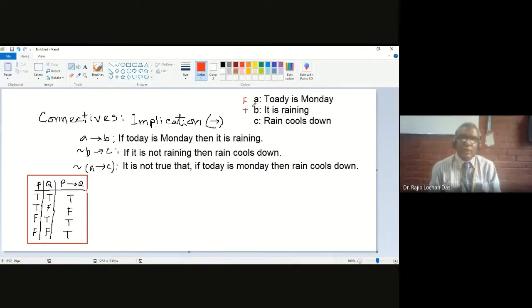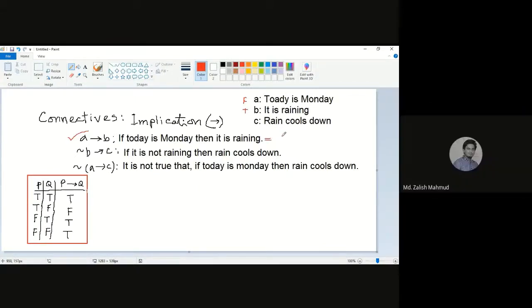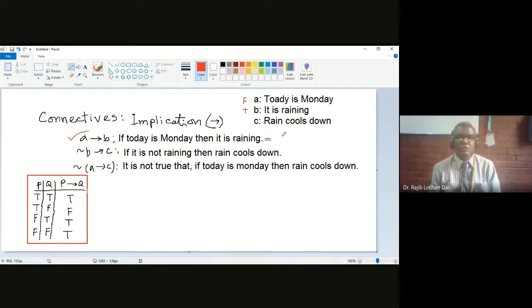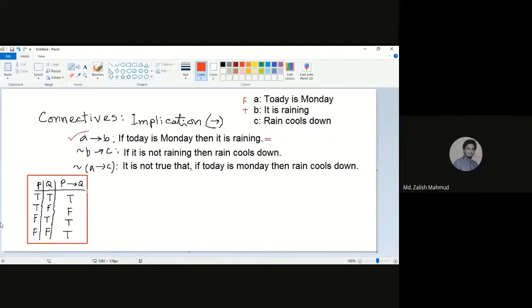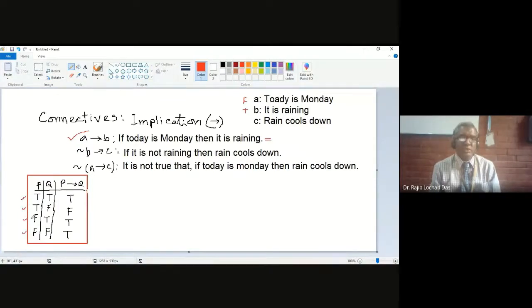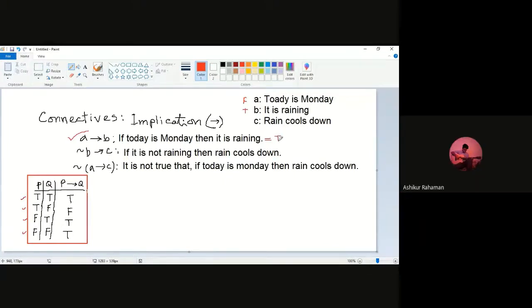Say, for example. Then, if I write A implies B, that is the first one. If I think about the first sentence, A implies B, what will be the result for this? Sir, it will be true, from the truth table. Which case? Third case. Okay.